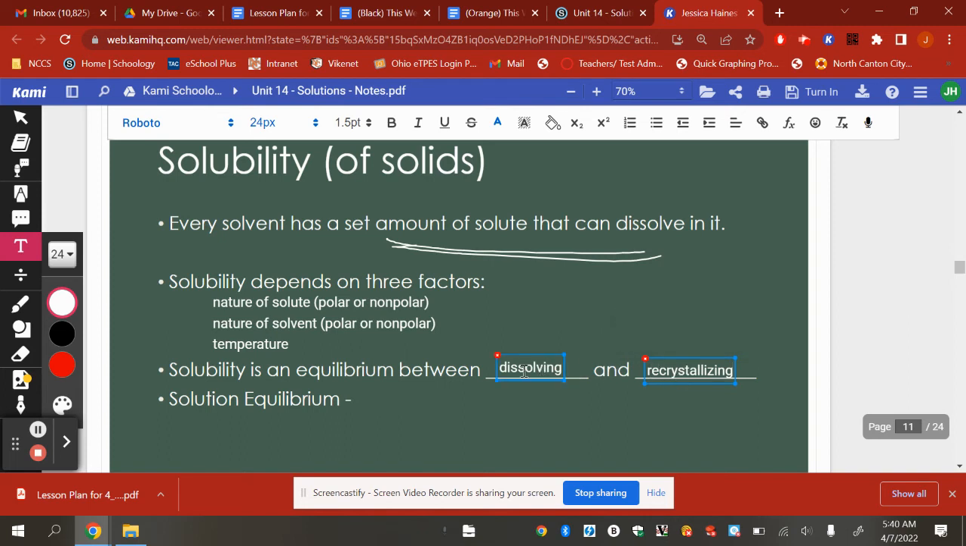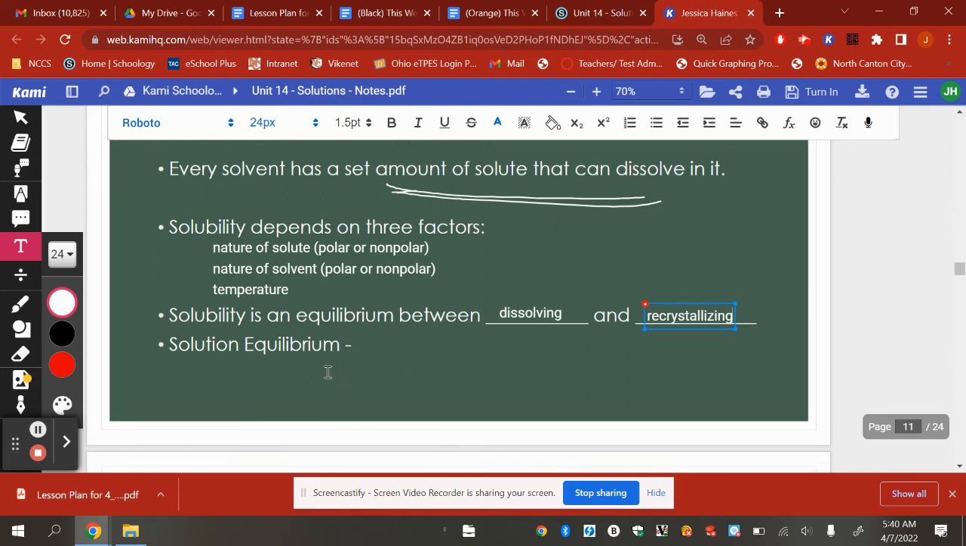And once they get to a happy medium where the rate at which the Kool-Aid particles are dissolving and the rate at which they are recrystallizing back together is equal to each other, then we have a saturated solution. We have the maximum amount of solute, the set amount of solute that water can hold, the maximum amount of Kool-Aid powder that you can put into a pitcher of X amount of water.